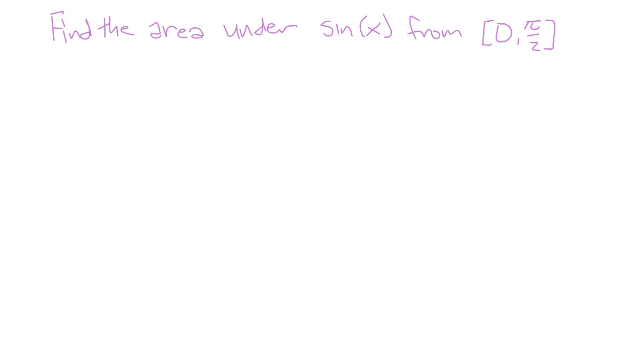All right, so let's go ahead and look at this. So we have to first set up our integral. So that's going to be the integral from 0 to pi over 2 of sine of x dx is equal to our antiderivative at pi over 2 minus our antiderivative at 0.